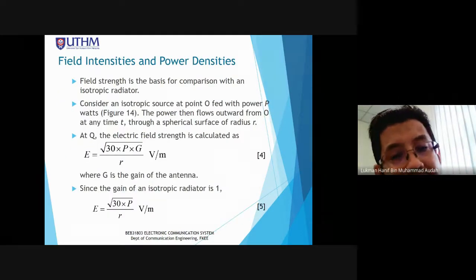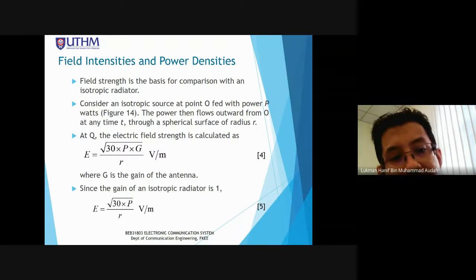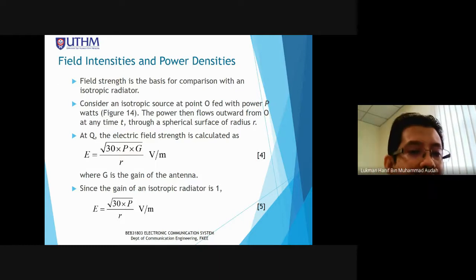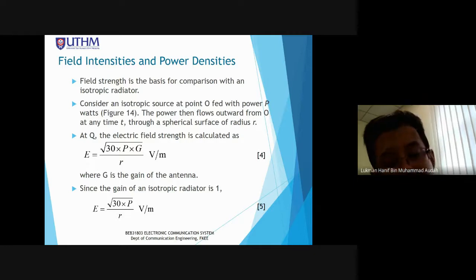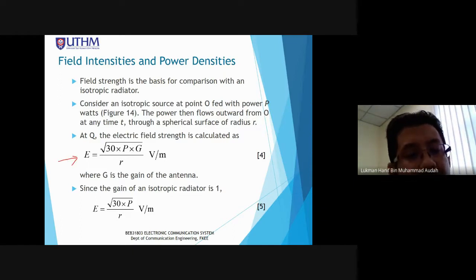Kemudian ini parameter yang lain, iaitu field intensity, kekuatan medan. So remember dalam gelombang elektromagnet, we have both E field and also the magnetic field. We have electric field, we have the magnetic field. Okay, electric field is what we call as the E field. Magnetic field what we call as the H field. Nanti kita akan lihat H field. So electric field is calculated like this, E equal to square root of 30 times P times G divided by R.